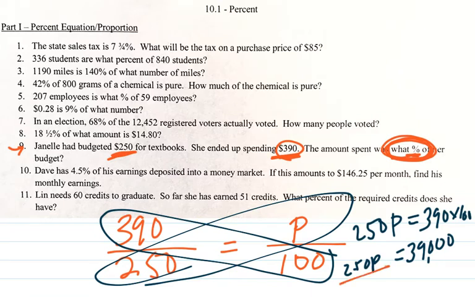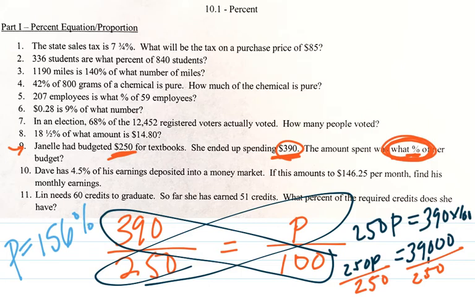To solve for P, we divide both sides by 250. And we end up getting that our percent is equal to 156%. Again, if you need to see more of these, you can look at the Pearson videos that are posted, or you can also email me and we can work out more examples.